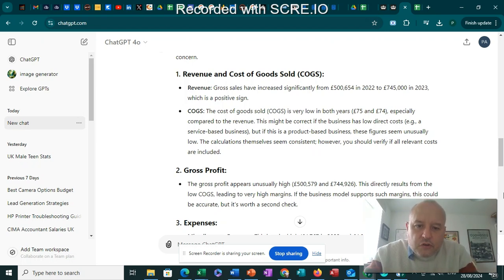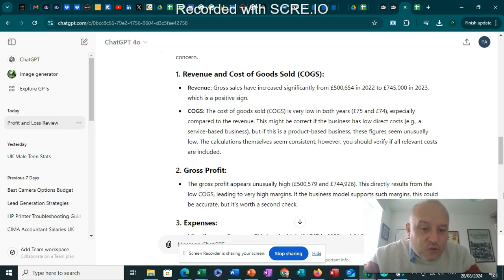First of all, revenue and cost of goods sold. Revenue, gross sales have increased significantly from 500,000 in 2022 to 745,000 in 2023, which is a positive sign. Well, that is a correct observation, but what sits underneath it? How much more analysis is this going to give us?